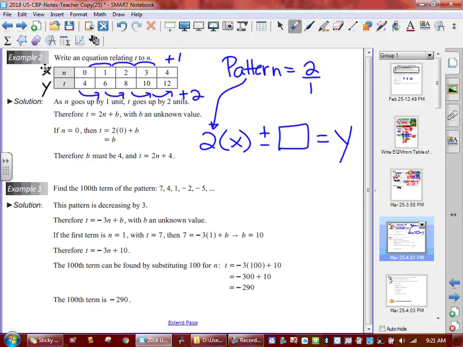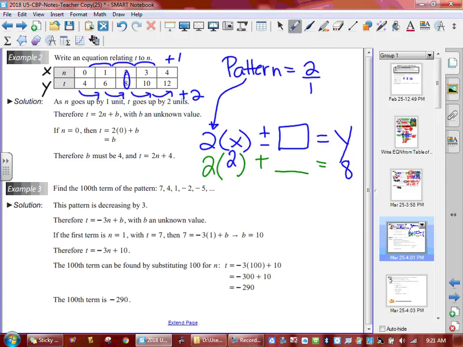So the pattern's always in front of the x. Now we pick our test point. And you can pick any test point you want. I'm just going to randomly choose one in the middle. So I'm going to check 2 and 8. So that means the x is 2, and I need to make an 8 in the y. That's what's happening. So I'm going to have 2 times 2 plusing something to give me an 8.